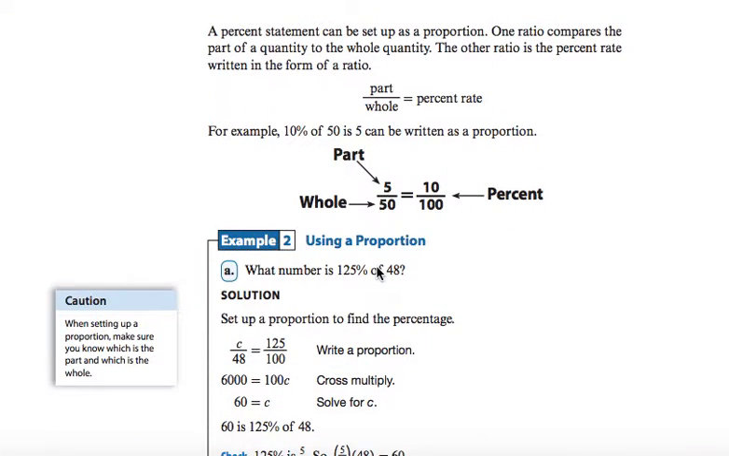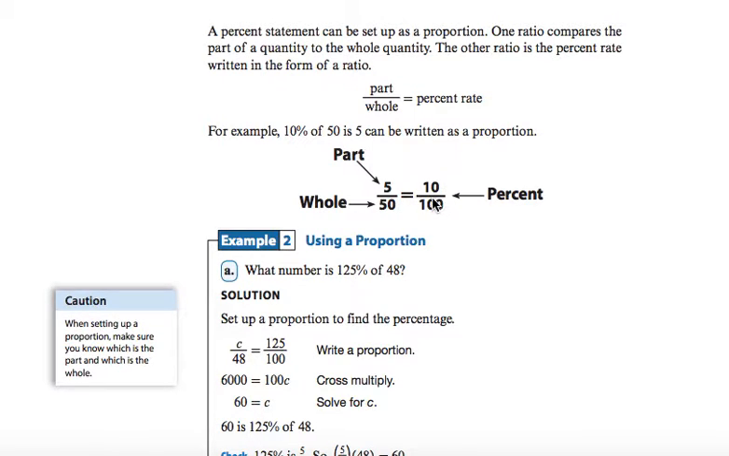A percent statement can be set up as a proportion as well. One ratio compares the part of a quantity to the whole quantity. The other ratio is the percent rate written in the form of a ratio. So in this example, the part is written in the numerator, the whole is written in the denominator. This becomes the percent rate. So for example, 10% of 50 is 5, can be written as a proportion. 5 out of 50 is equal to 10 out of 100.